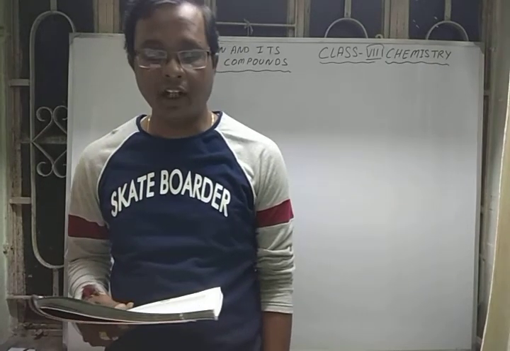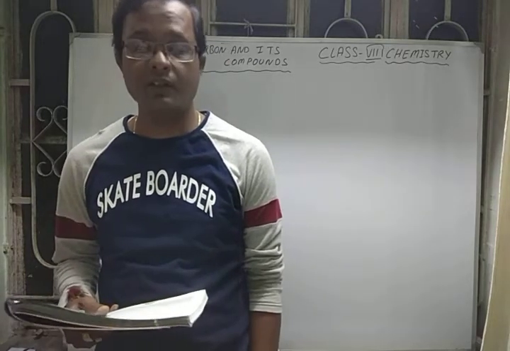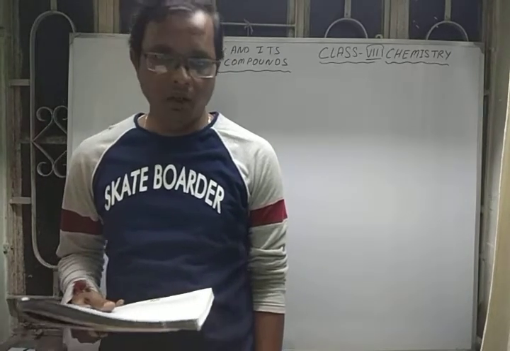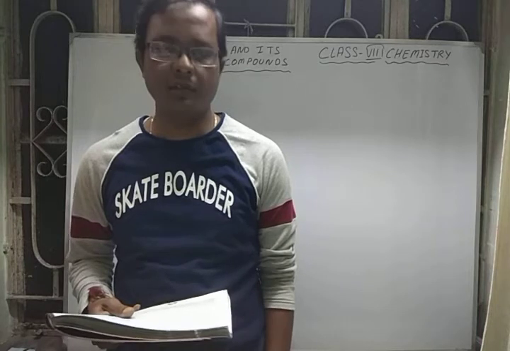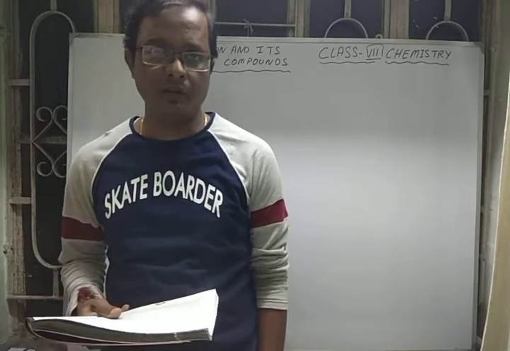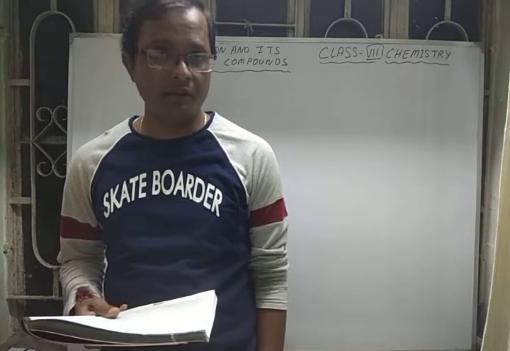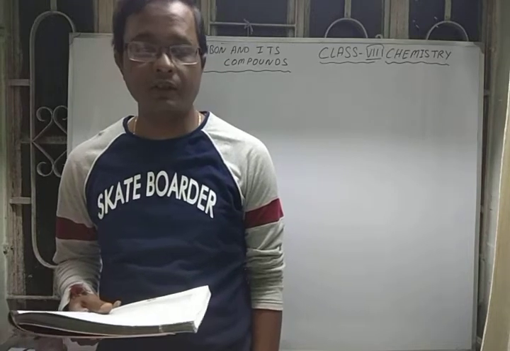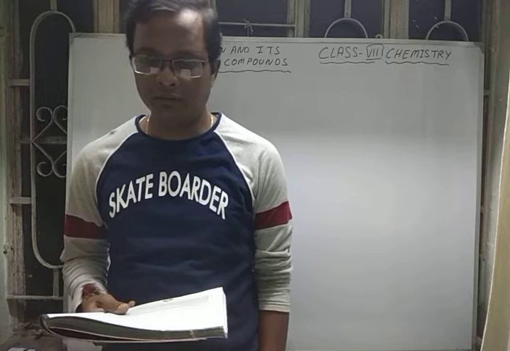So why is carbon dioxide used in fire extinguishers? Because, you know, carbon dioxide is a non-combustible gas, and itself it does not combust and is a non-supporter of combustion, and it is heavier than oxygen, so it stops the supply of oxygen and puts off fire.